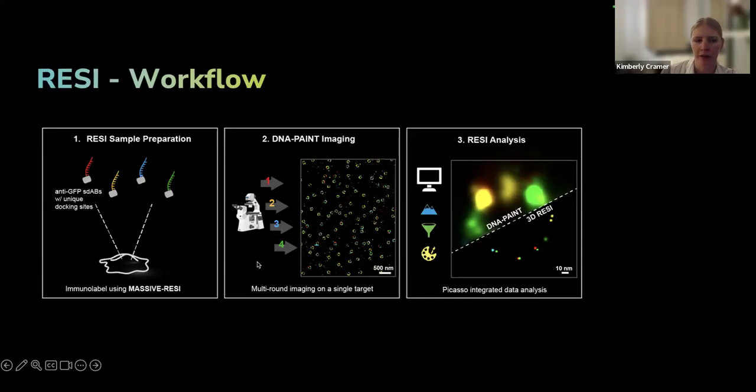And how does that practically look? Well, we have a kit, for example, that has a GFP nanobody with 4 different docking strands. And to do RESI, you would do actually normal DNA paint imaging. You would just do 4 rounds of imaging on the same target. And there is an integrated analysis program within the open source program Picasso that I will probably talk about later. And there, essentially, you're able to localize each of these subsets of your target with a subdiffraction precision in your image. And this will enable you to get this super high resolutions.